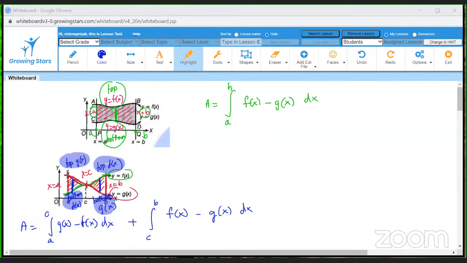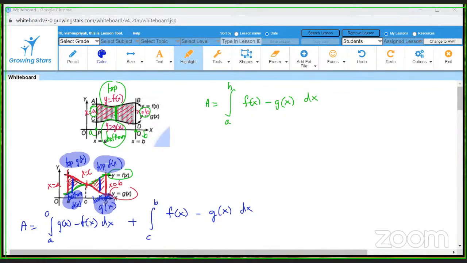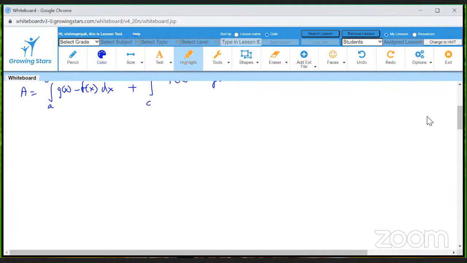Now, if you remember this point, wherever the graph will be, it will be easy for you. If you remember this: top minus bottom.